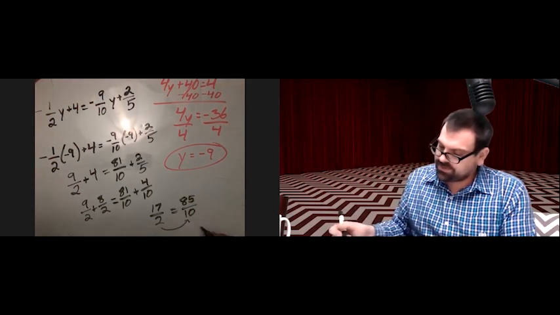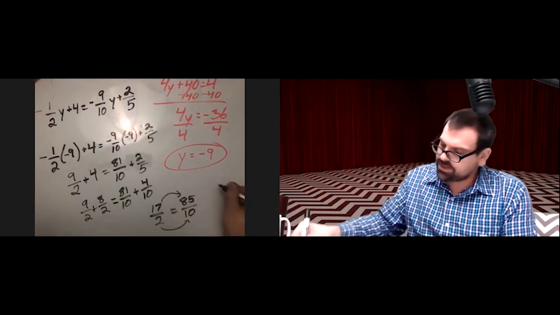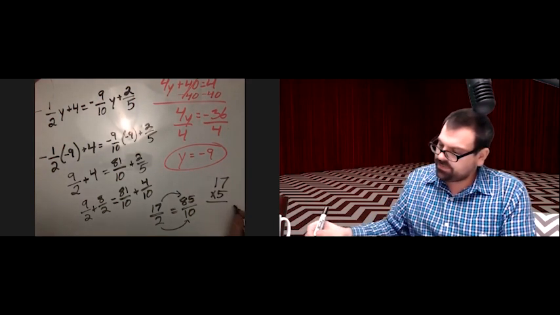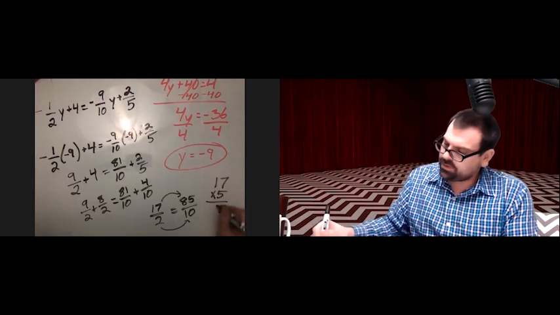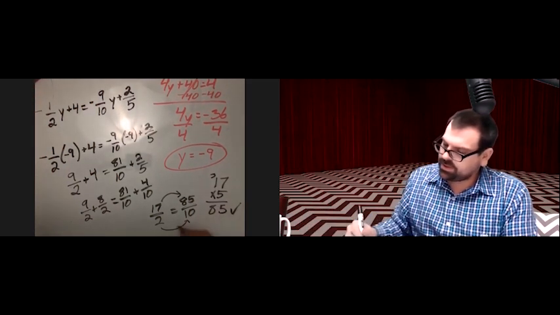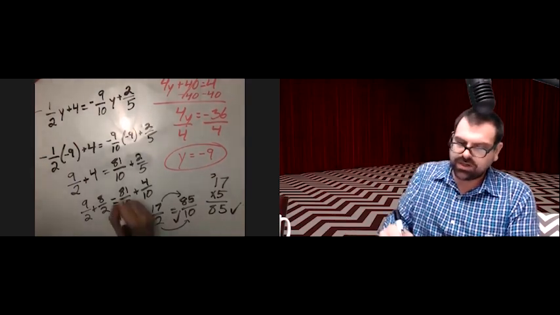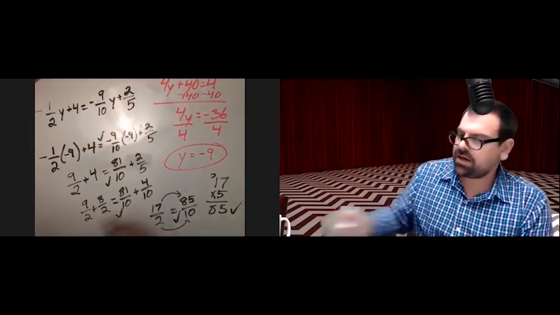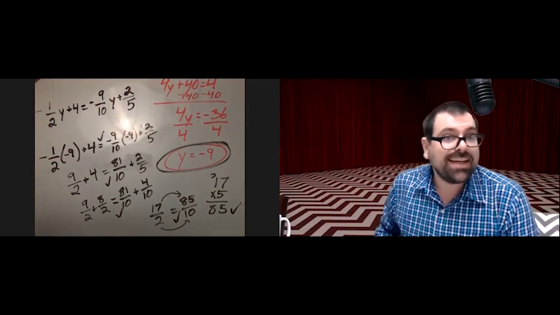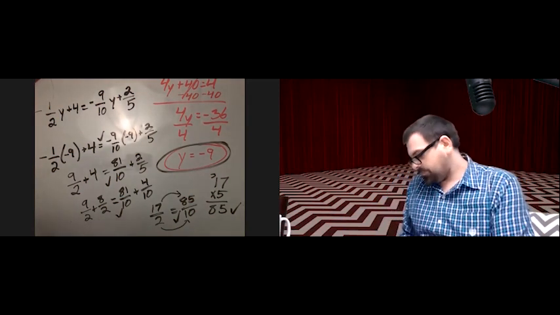Well, 2 times 5 is 10. Is 17 times 5 85? Yes, it is. These are the same fraction. This does check. So y equals negative 9 is the answer.